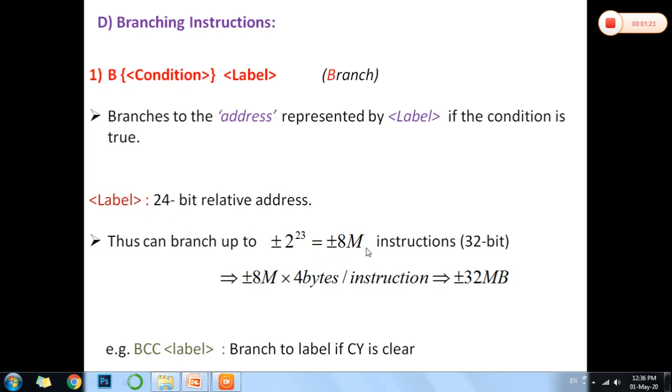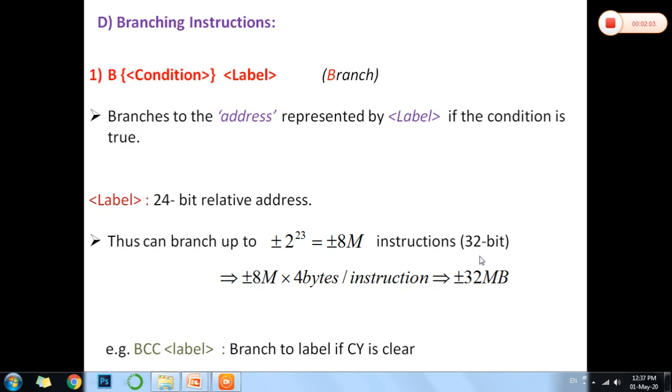which is plus minus 8 mega, is the range of this number, and therefore this allows branching over a maximum range of plus minus 8 mega instructions. So this label indicates how many instructions ahead or how many instructions backward the branching is to be made. So that's how this specifies the number of instructions by which the branching is to be made.